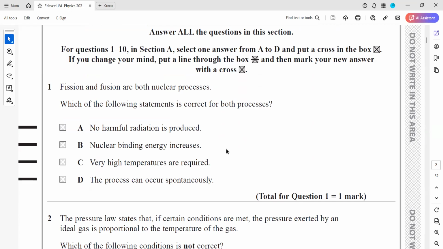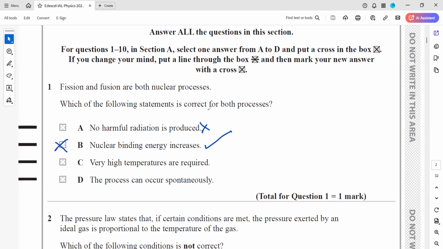When we check the statements: no harmful radiation produced? No, fission has harmful radiations. Nuclear binding energy increases when a reaction happens. When the binding energy per nucleon increases, the reaction is always exothermic. So B is the right answer.